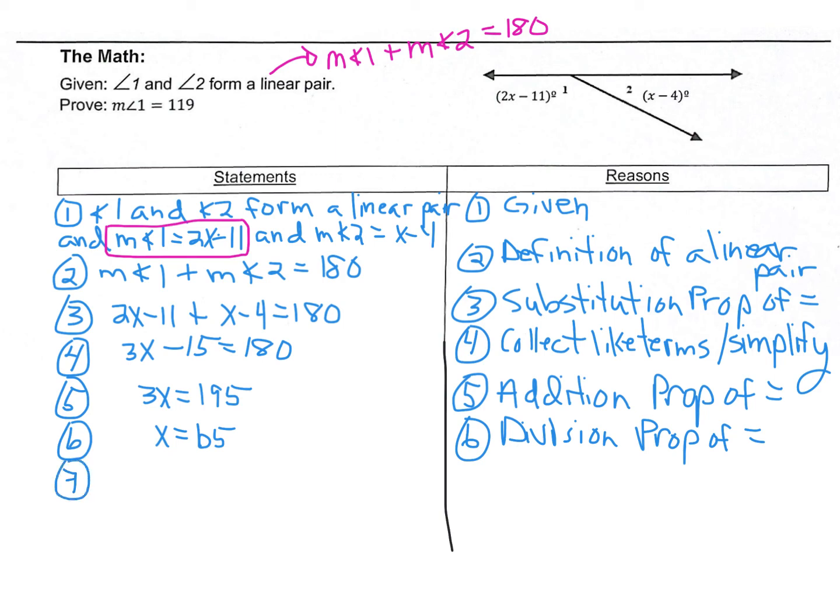So statement 7, the measure of angle 1, and notice that me putting in the measure of angle 1 gets the measure of angle 1 into my proof statement. So that's one reason why I wrote it that way originally. So measure of angle 1 is equal to 2 times 65 minus 11. And our reason for that is just substitution.